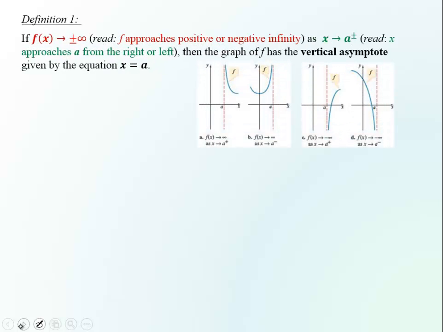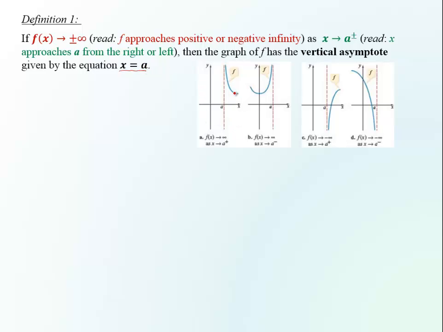So we built some intuition about asymptotes. Now let's define an asymptote. For example, what is a vertical asymptote? Well, if we have a function f of x that approaches either positive or negative infinity, as x approaches a certain point a, either from the right or from the left, plus or minus, then the graph of f has a vertical asymptote, and this vertical asymptote has the equation x equals this particular a.